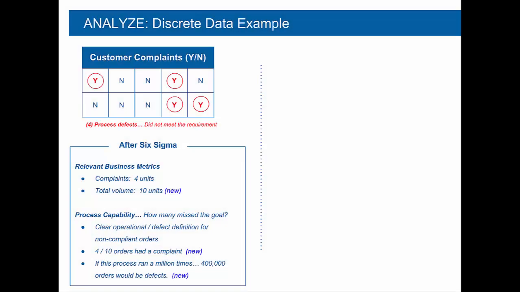We can use the same tools for a discrete project as well. Imagine if we were measuring customer complaints. Now, we focus a lot on the number of non-conformances, and there may be times when we lose view of the total volume going through the process. It is important to note that both the total volume and the number of non-conformances are needed to understand process capability.